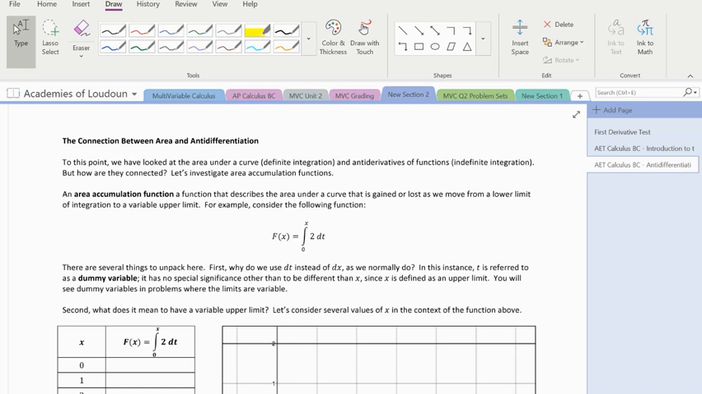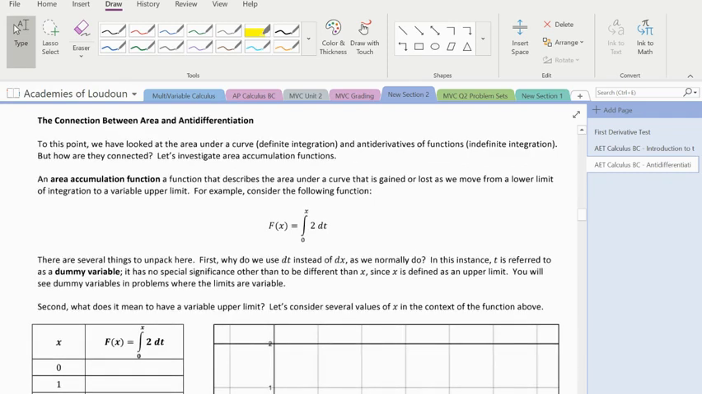So for example, let's look at the function capital F of x is equal to my integral or antiderivative from 0 to x of 2 dt. So there are several things to unpack here.